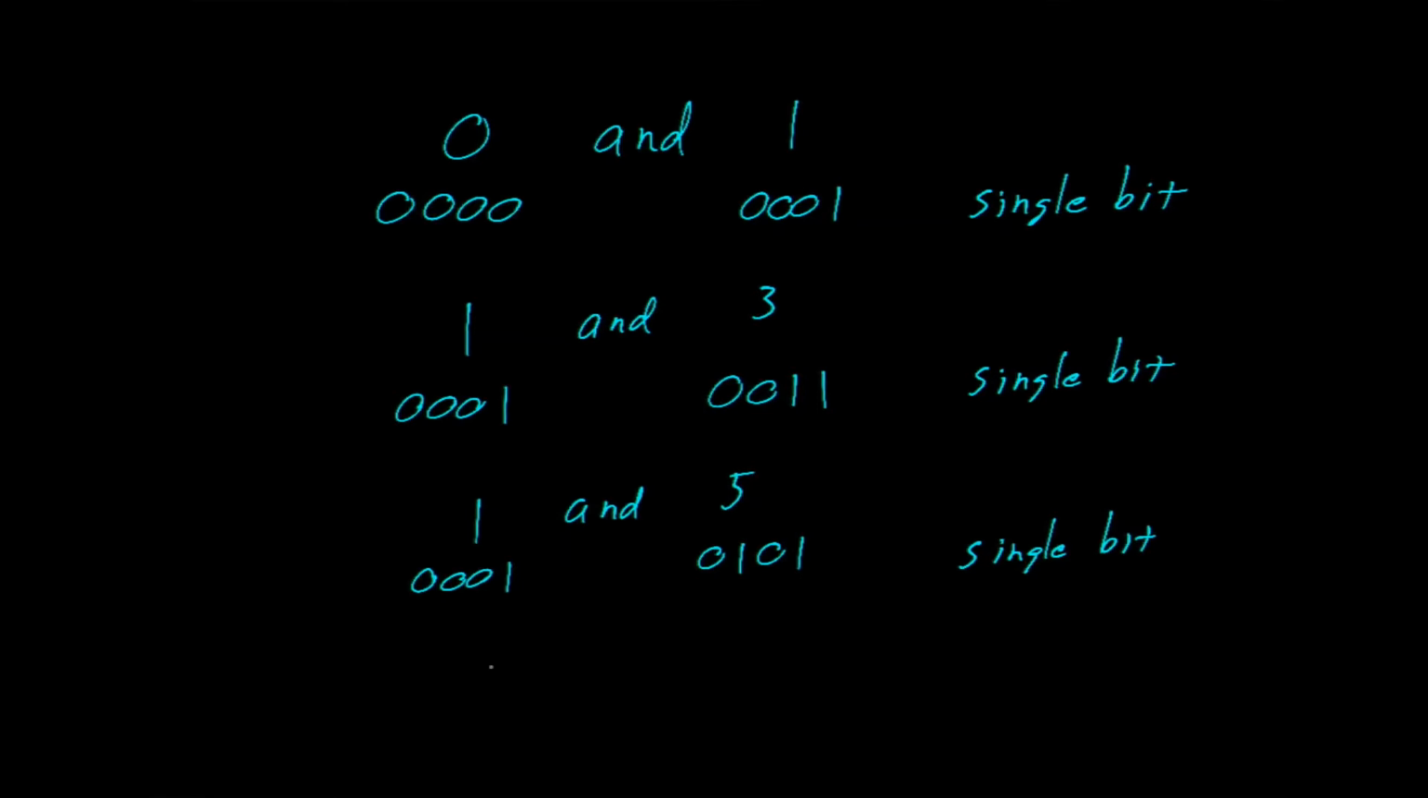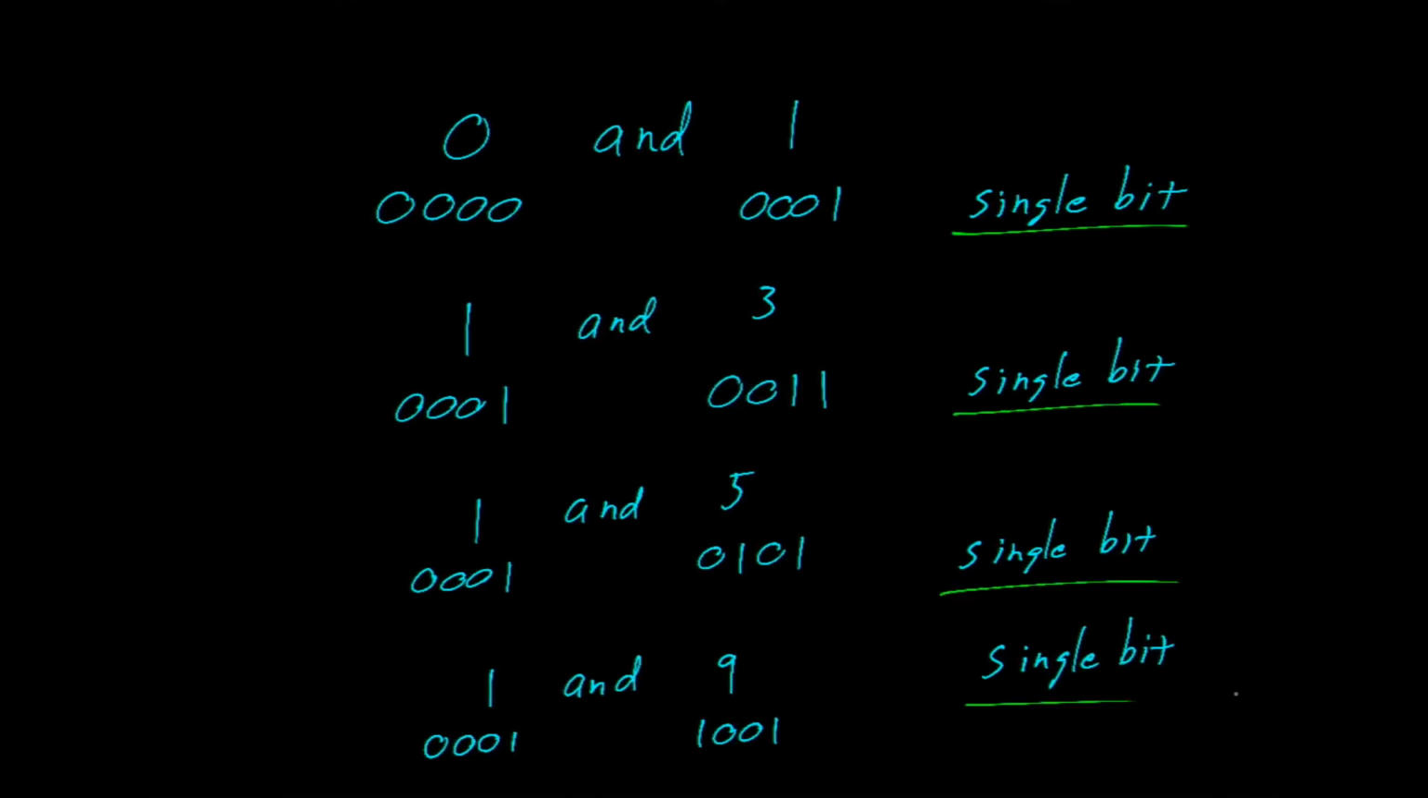And the last one is 1 and minterm 9. Once again, single bit. In each case, when we compare the number 1 to these other numbers, there is a single bit change. Now, why do you care?